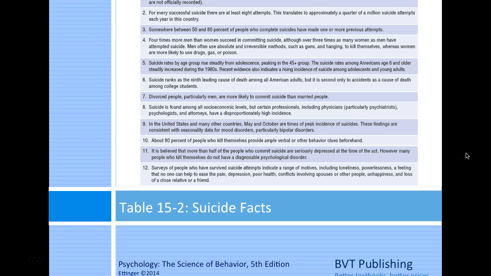And here we have table 15.2. This is on page 611 of your book. And this is some suicide facts. If you ever feel like anyone you know is running a risk for suicide, make sure that you call a suicide prevention hotline, have them call a suicide prevention hotline. They need to get help.